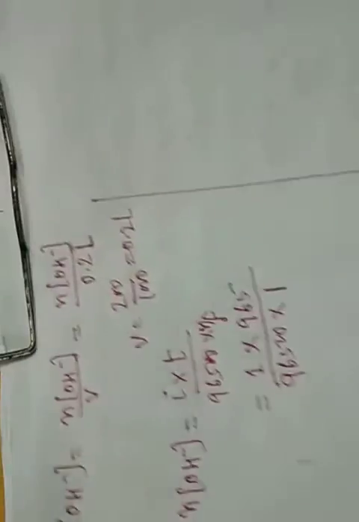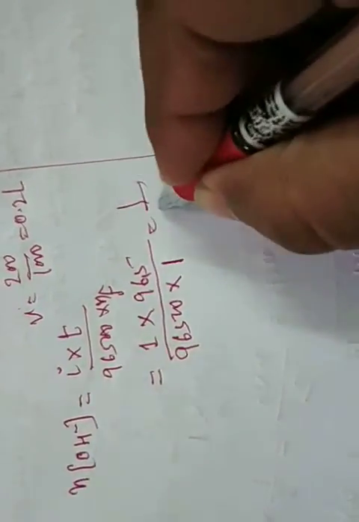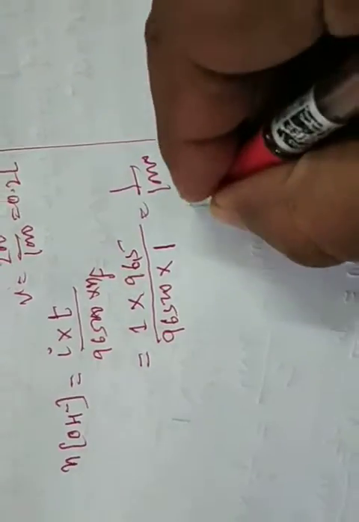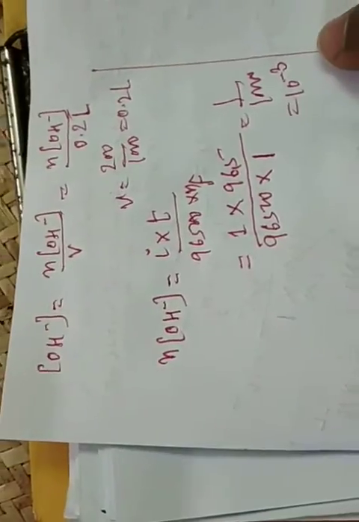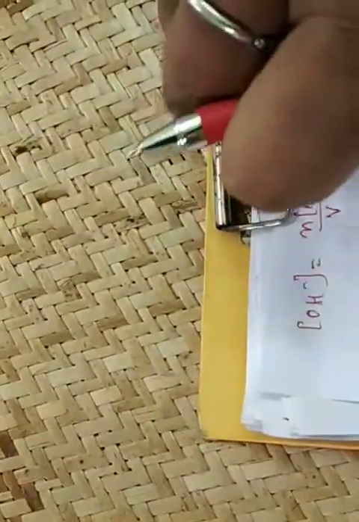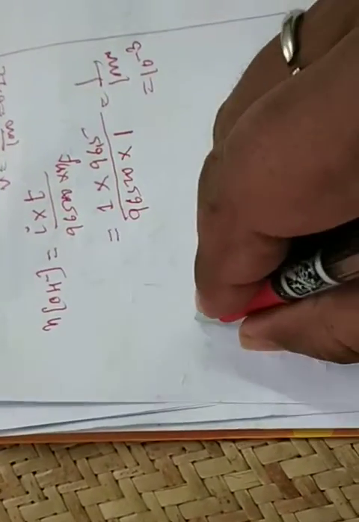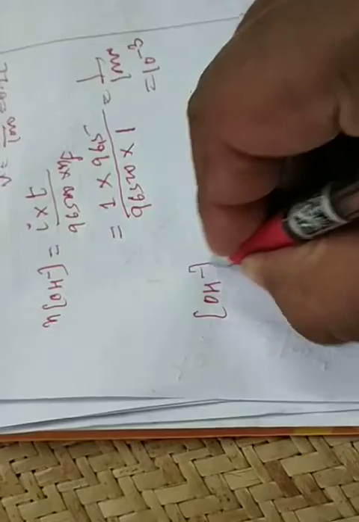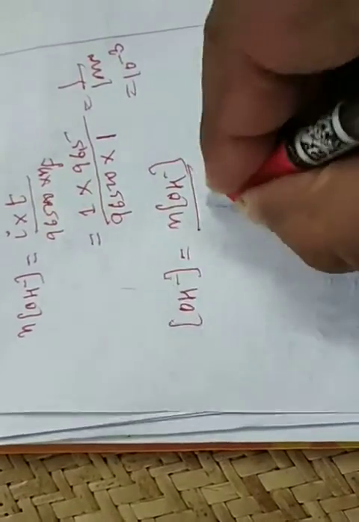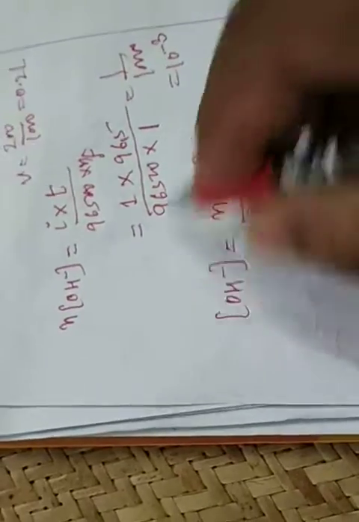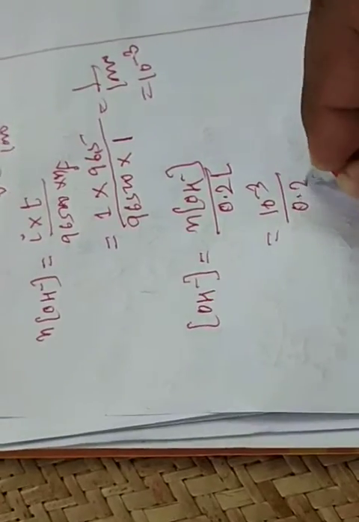So 96.5, it means 1 by 1000, so it means 10 to the power minus 3. The NaOH concentration is 10 to the power minus 3. So just check the OH. Now you find the OH concentration. So OH concentration is what, NaOH concentration divided by 0.2 liter. So now here NaOH concentration is 10 to the power minus 3 divided by 0.2.